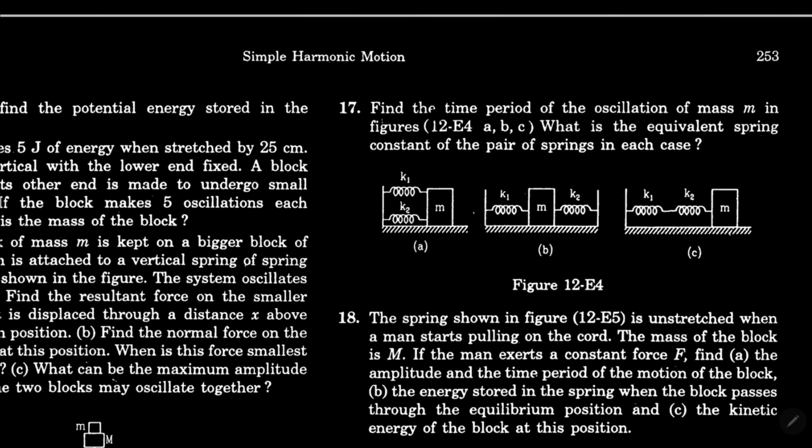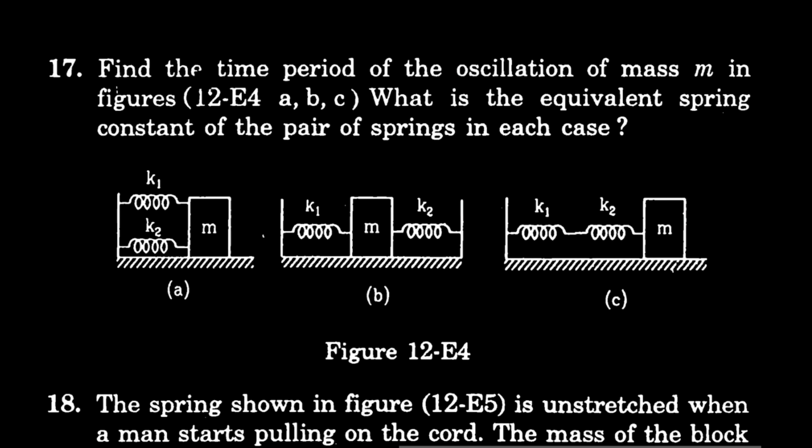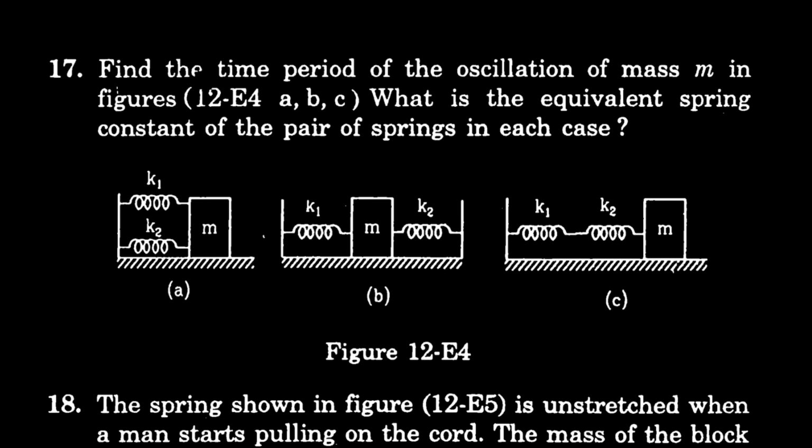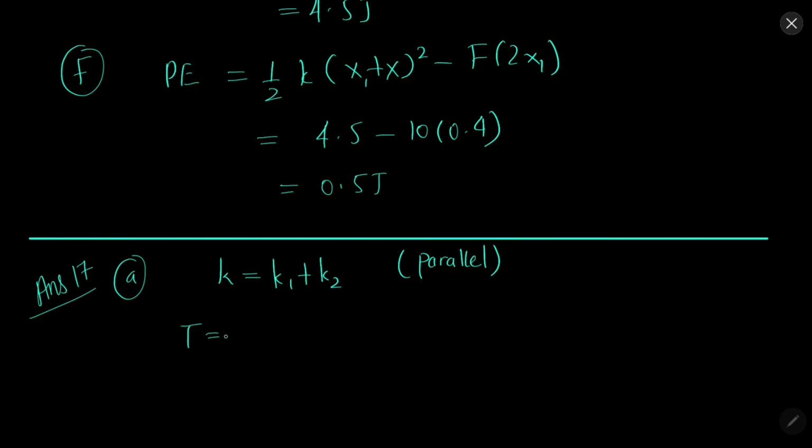Now in question 17 we need to find the time period of oscillation of mass m in the figure given. What is the equivalent spring constant of the pair of springs in each case? Solution 17, A part. The equivalent spring constant is k1 plus k2 because they are connected in parallel. So the time period is 2 pi root m by k, and in place of k we can write k1 plus k2.